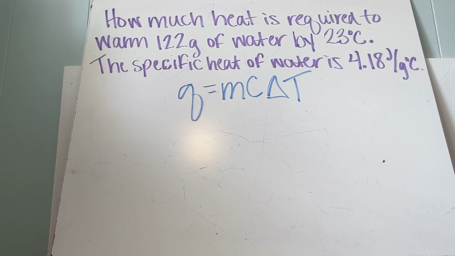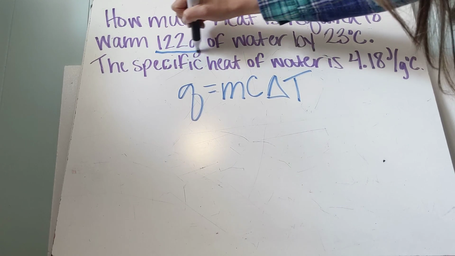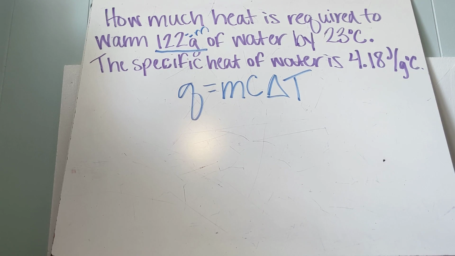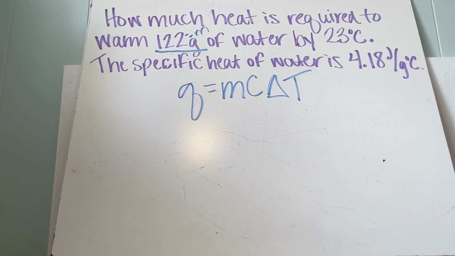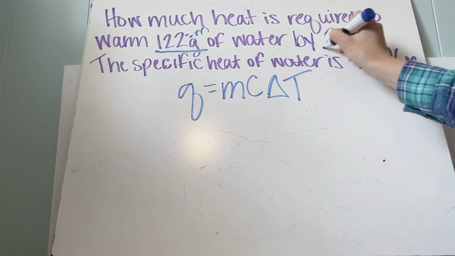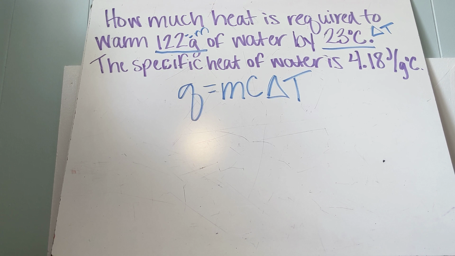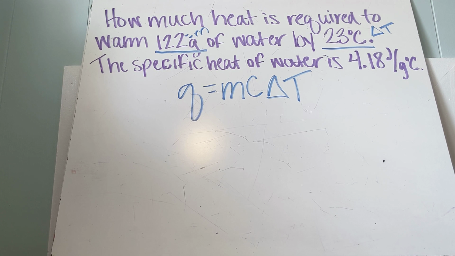I'm going to go through and underline what I know, so I'm not taking up a whole lot of room on here. Okay, I've got 122 grams. That's my mass. When it says that it's going to warm my water by 23 degrees Celsius, that's going to be my delta T. Sometimes it'll give you both a final temperature and an initial temperature, and you'll have to subtract to find delta T.